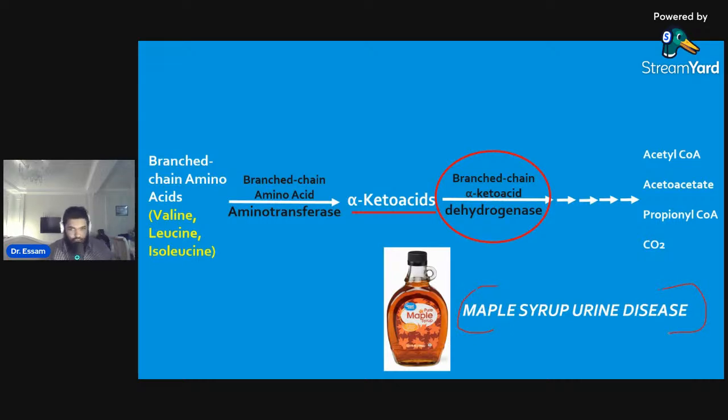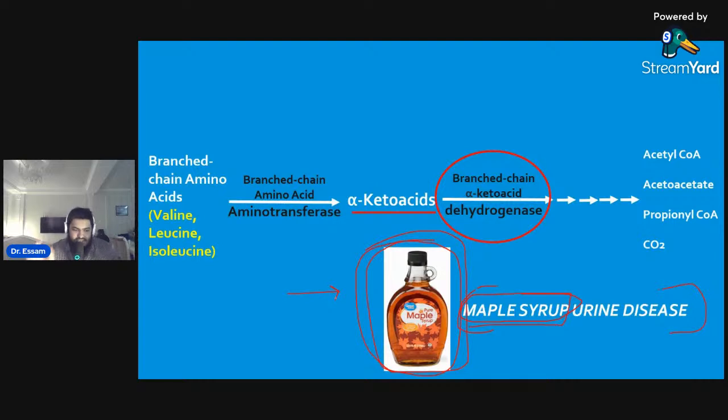Now, before I tell you about maple syrup urine disease, first you should know what is maple syrup. Here in this picture, you can see a bottle of maple syrup. This kind of syrup is used a lot in countries like the US and Canada. They use this syrup as a sweetener, in place of honey. So why are we calling it maple syrup urine disease? Why are they mixing this syrup with urine? What happens in this disease?